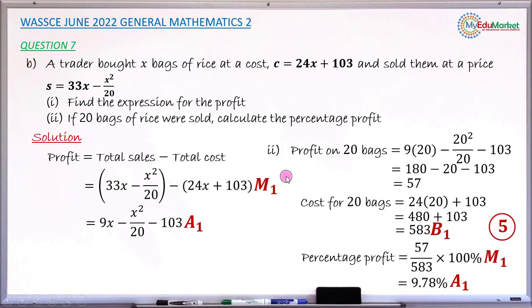And when you have the total cost of the 20 bags as 583, you have this bonus 1 mark. And when you substitute the profit and the cost in the formula for finding percentage profit, you have this method 1 mark. And when you have the answer as 9.78%, that is the percentage profit, exactly, you have this accuracy 1 mark. So this question has 5 good marks.